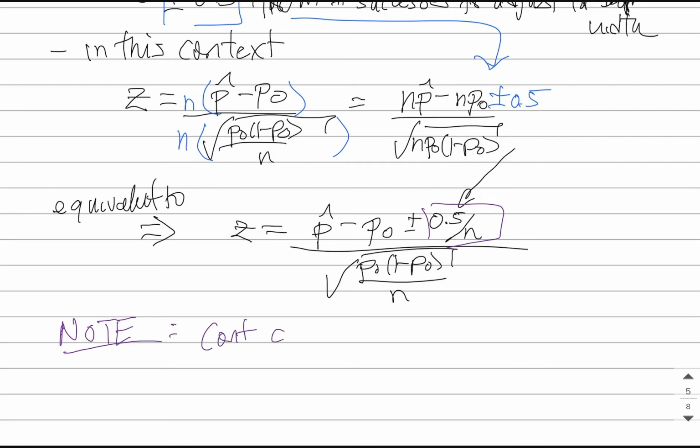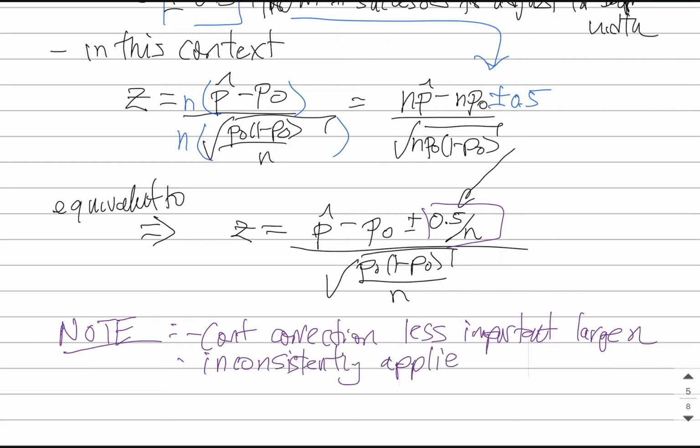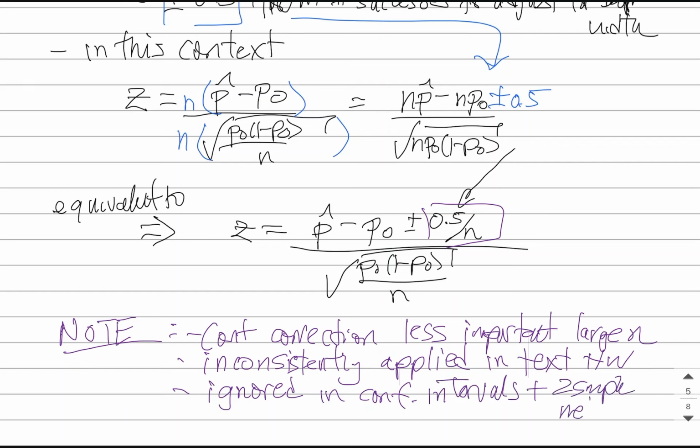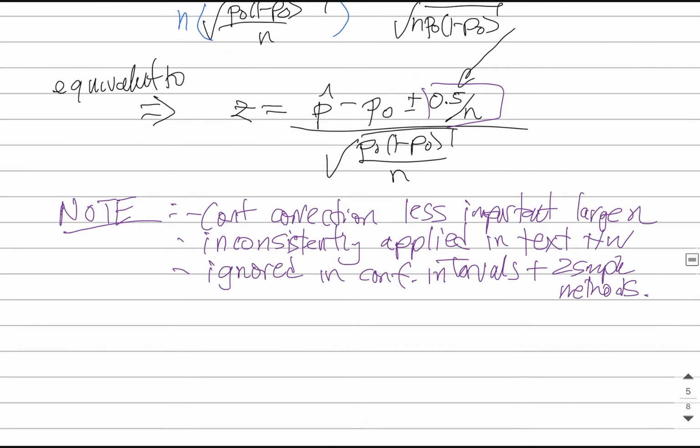The continuity correction is less important for large n. Very annoyingly, it's inconsistently applied in the textbook homework questions, which is really annoying. And it's ignored in confidence intervals and in the two sample methods. So all of this is to say, we are going to ignore it.